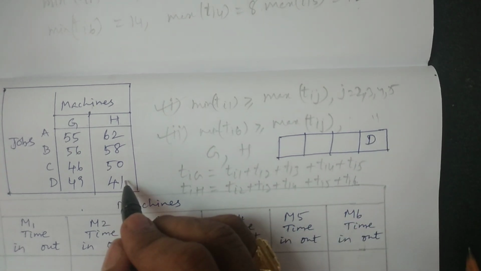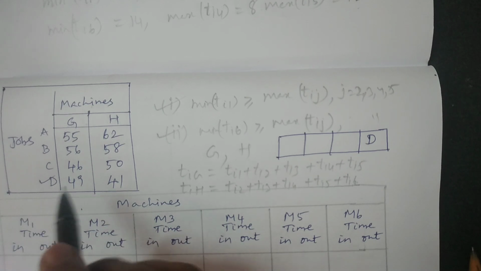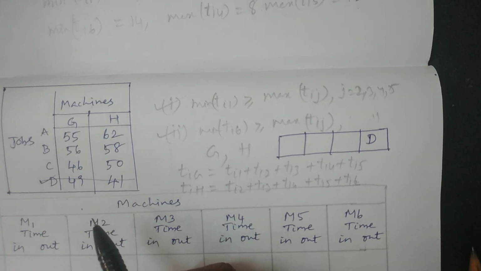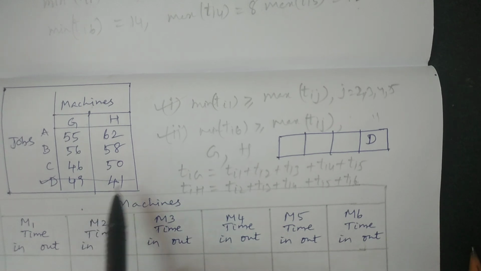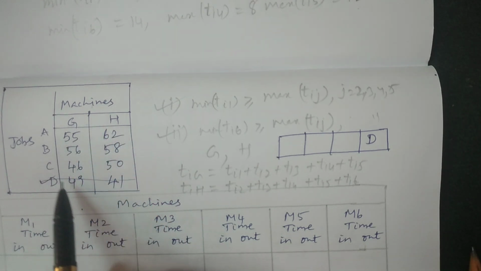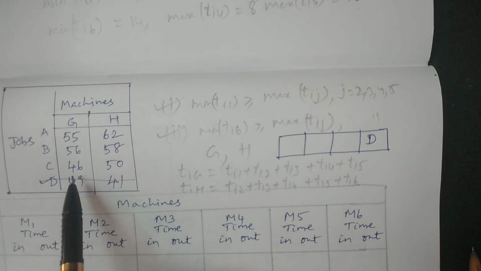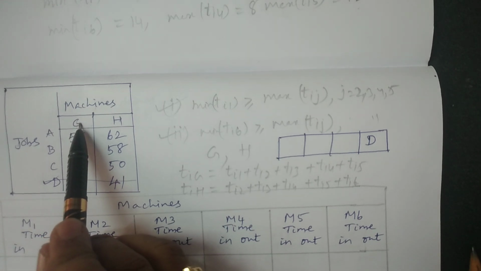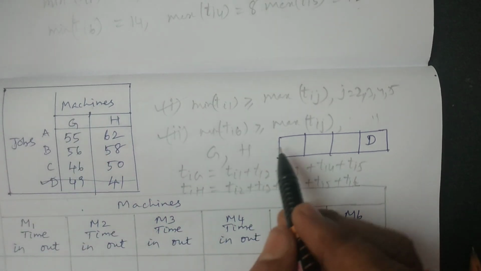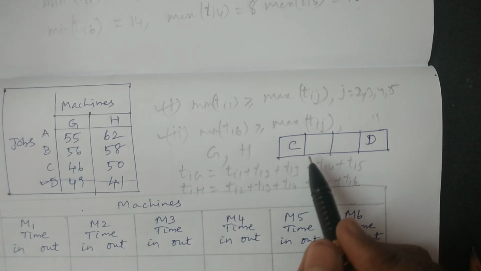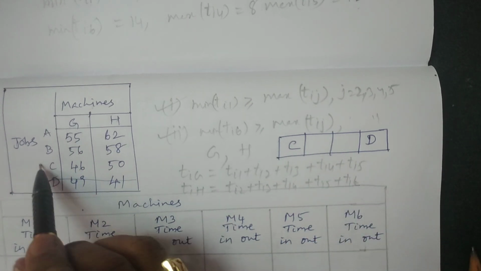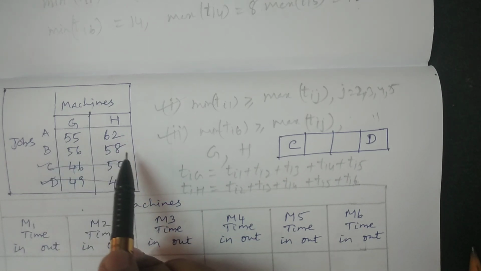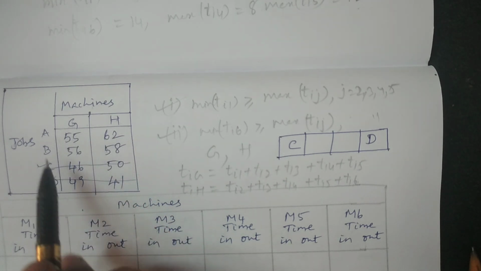Clear? So D was finished, and you should not touch these values. Then you have to consider the remaining processing times and take the minimum processing time. The next minimum processing time is 46, corresponding to C and machine G. Because of machine G, you have to place it first, that is C. Then you have to consider A and B, the processing times of G and H of jobs A and B.